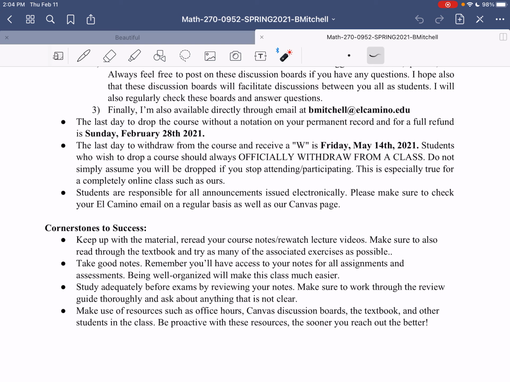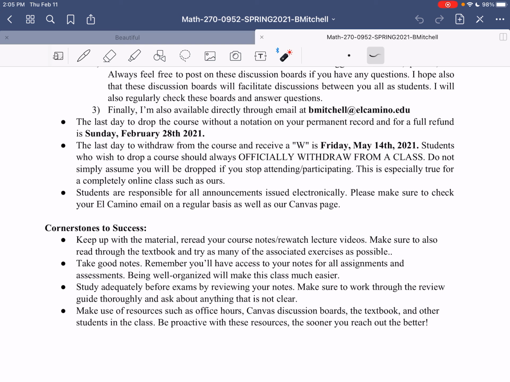There are review guides for each of the exams. You want to make sure you work through those thoroughly and ask about anything that is not clear here. This is another one of those moments to be very proactive about this, right? And making sure that you're comfortable with all the things that are the major topics for each section of our course. Finally, making use of the resources in our class.